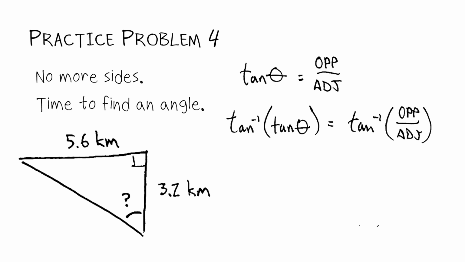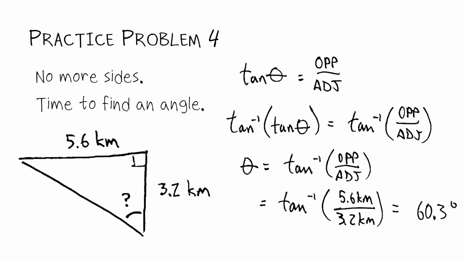So we're going to first solve for the angle. Tangent of theta is not the angle. That is still a mathematical operation performed on the angle. So we've got to get rid of our tan by taking the inverse tan. We take the inverse tan of both sides, and we're left with theta all by itself. Theta is equal to the inverse tangent of the opposite over the adjacent. When we plug that in, the opposite is 5.6, the adjacent is 3.2. Plug and chug, and your calculator gives you approximately 60.3 degrees.